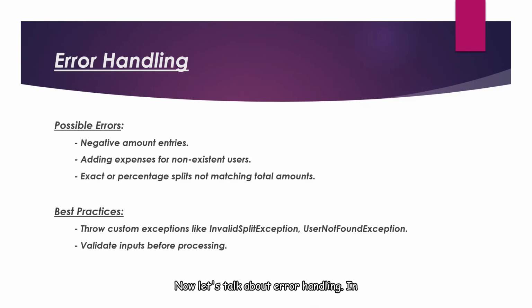Now let's talk about error handling. In any system, there are always potential edge cases, and we must ensure that the system behaves robustly under all conditions. Common errors include negative amounts. We don't want to allow negative amounts for expenses or splits. User not found. What if a user tries to add an expense involving someone who's not in the group? Invalid splits. A split that does not sum up to the total expense amount. To handle these cases, we define custom exceptions like invalid split exception or user not found exception. We can also perform validation before performing any calculations to avoid issues.